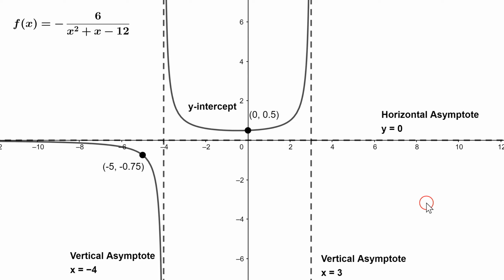And finally, in this region, we calculated one more point. When x was 4, f of x was negative 0.75, which gives me this point. Again, the graph cannot cross the x-axis or the vertical asymptote, so the only place for it to go is in this region. So let's sketch that in. And so there is the graph of this function.